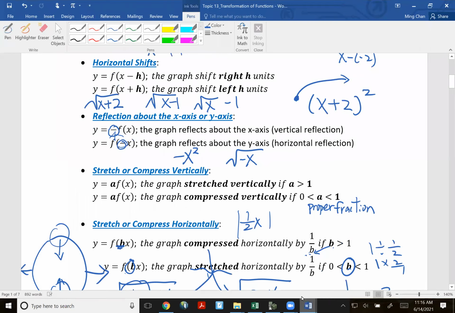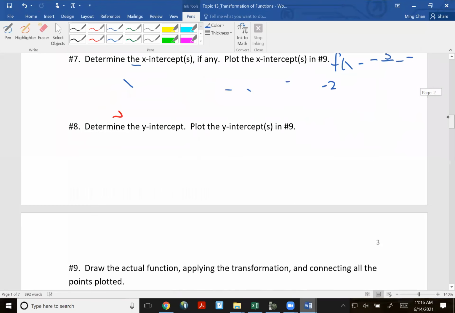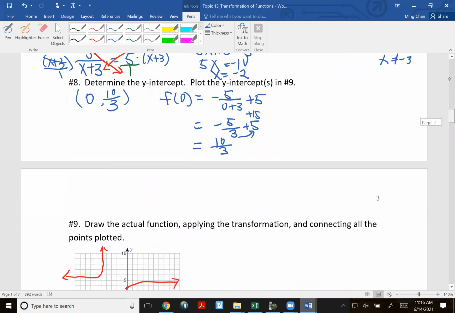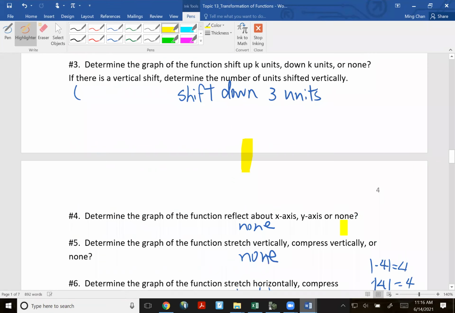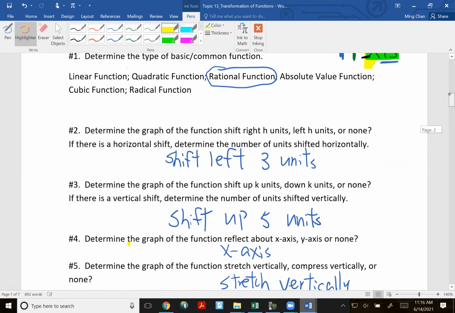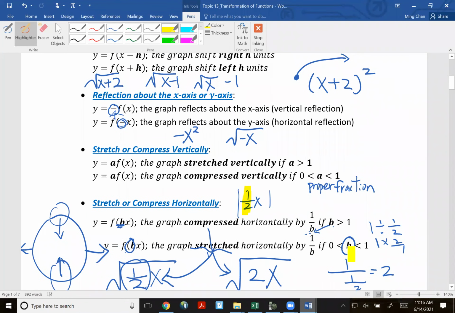I finally realized the example we had earlier, which is the half, right? The absolute value of the half right there means, when this half is between 0 and 1, if you take 1 divided by that b, which is a half, it will give you a 2.